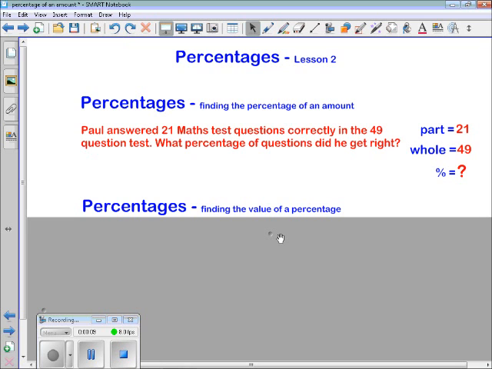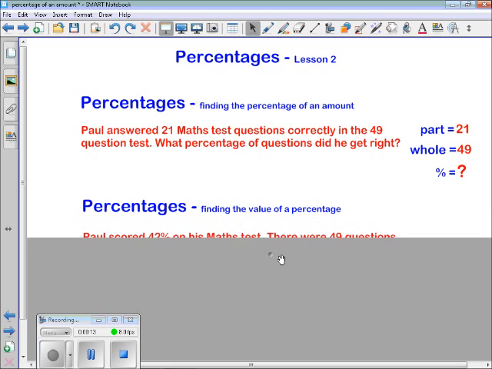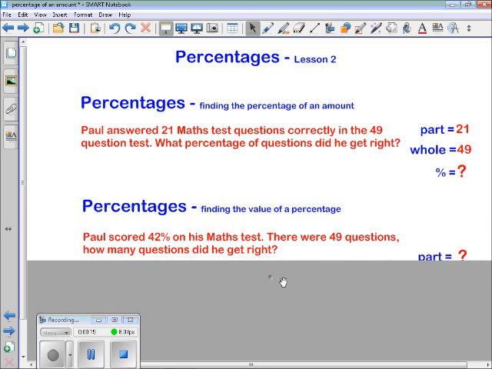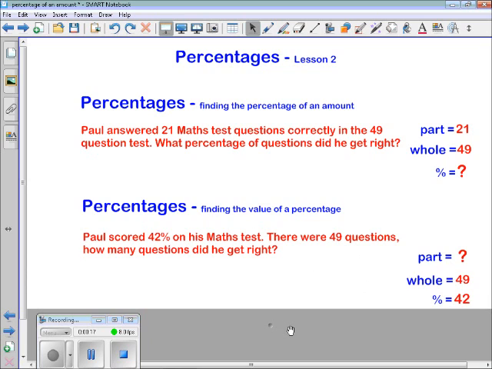In this lesson though, we're going to find the value of a percentage. Here's a typical question where we'll need to do that. Paul scored 42% on his maths test. There were 49 questions. How many questions did he get right?